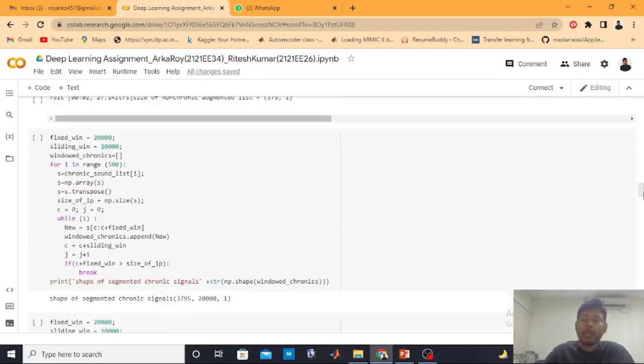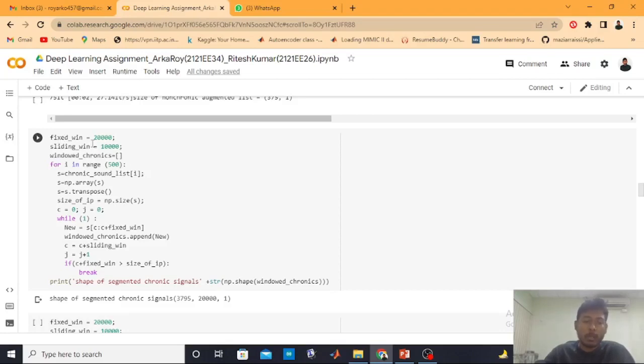After that, in signal processing, we all know that we cannot feed the whole signal into deep learning networks. We need to pre-process the signal in such a way that we get a fixed duration signal, and then we can convert the signal into some representation, like a time-frequency representation, short time Fourier transform or scaleogram. So for that, we took a fixed window and a sliding window.